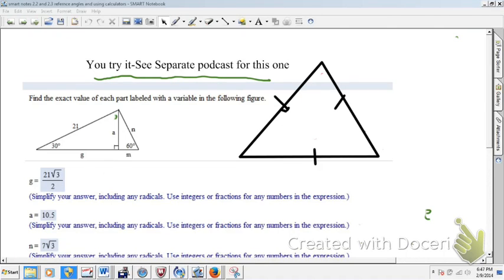Okay, so I wanted to do one special little problem with you here, which is a problem that a lot of students struggle with. I call it a you try it problem. What I've done is I've taken a snapshot of a homework problem that a lot of students struggle with. It says, find the exact value of each part labeled with a variable in the figure. So notice 30 degrees, 90 degrees, aha. We notice right away we're dealing with a 30, 60, 90 triangle.